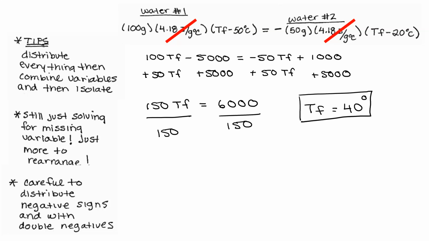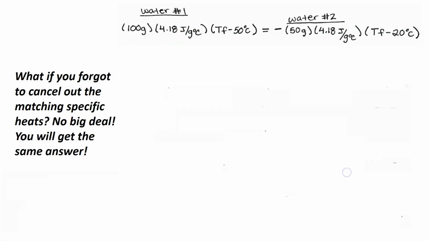Last slide I want to just show you because inevitably somebody is not going to notice. They're not going to remember that the specific heats cancel on a question like this. And so what I wanted to show you is if you forgot and you just distributed it all anyways, it doesn't matter, okay? If you just left the specific heats and you did 100 times 4.18 times TF and then 100 times 4.18 times minus 50, and if you did that everywhere, look what happens. Do you get larger numbers on each side? Yeah.